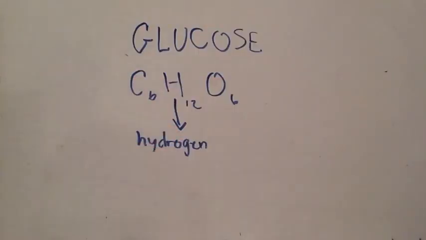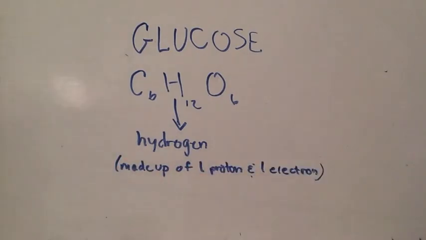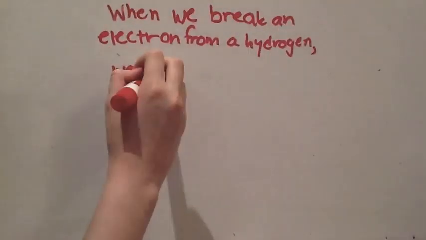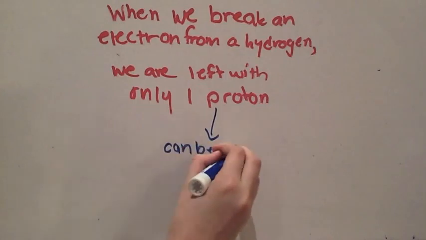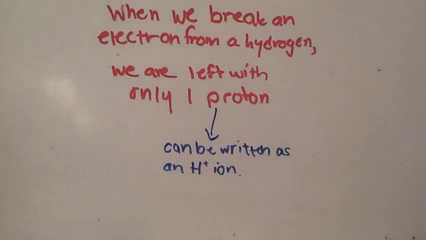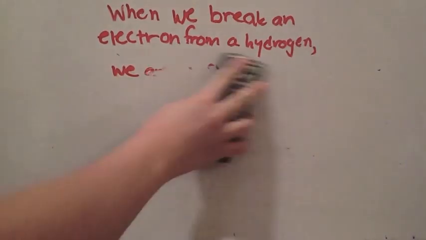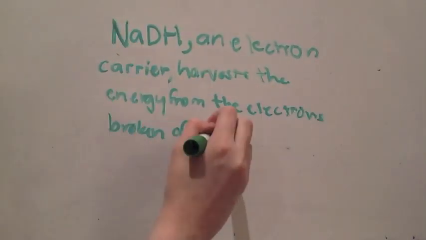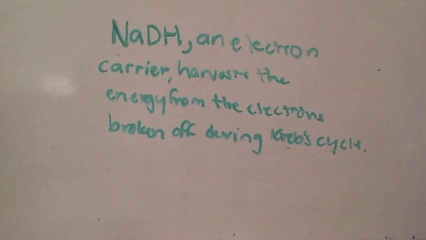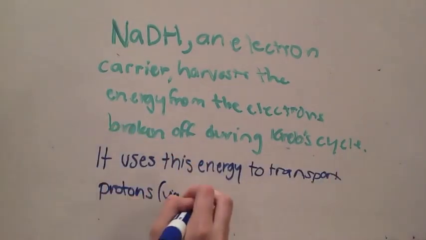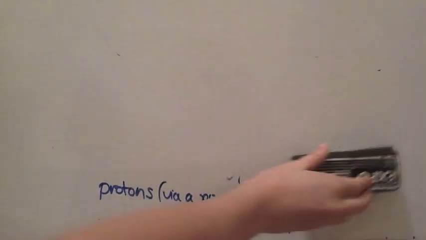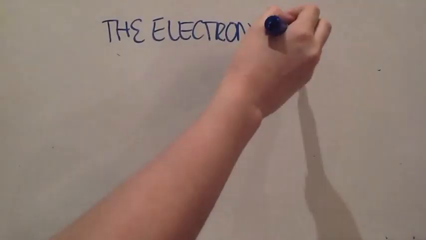Remember glucose, C6H12O6? Well, now we're going to look at the hydrogen. Hydrogen is made up of 1 proton and 1 electron. When we break an electron from a hydrogen, we are left with only 1 proton, which we can call an H+ ion. NADH, an electron carrier, harvests the energy from the electrons broken off during the Krebs cycle. It uses this energy to transport protons via a pump, creating a concentration gradient.